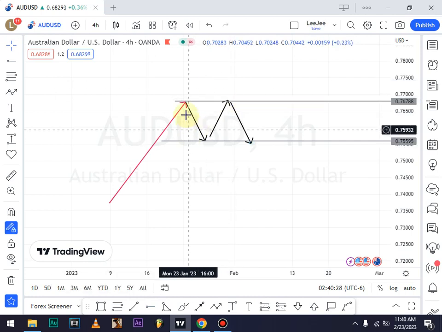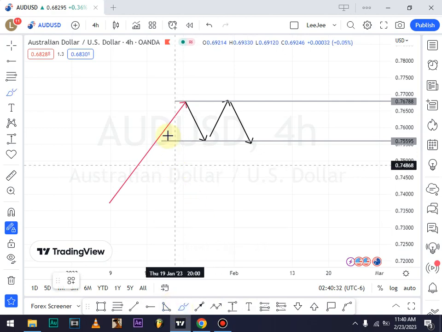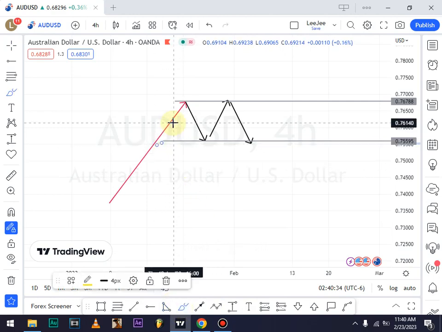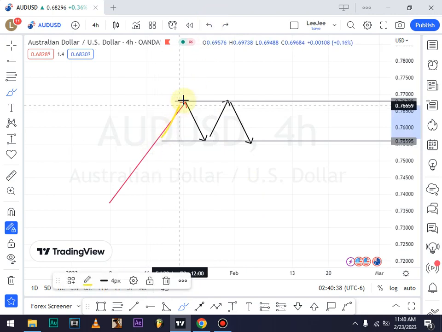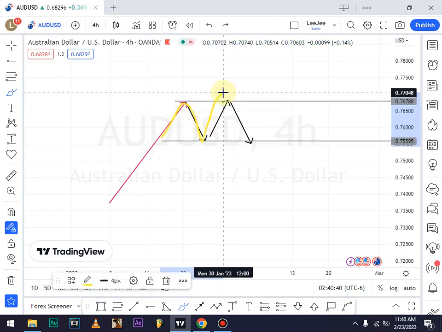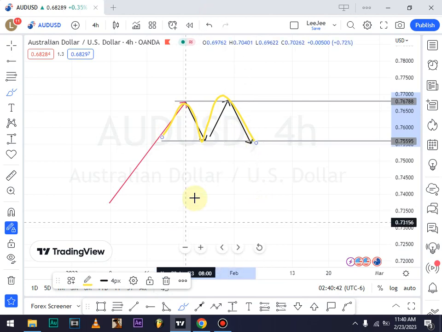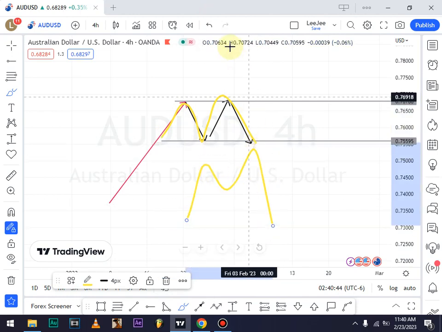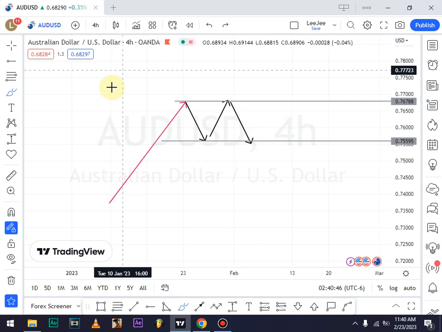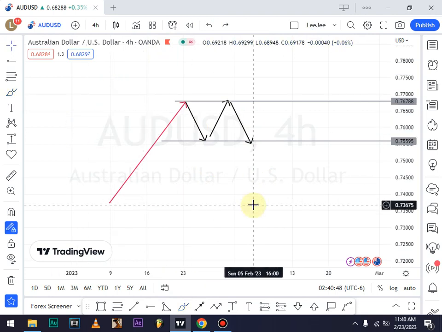As you can see, we have an M shape. Remember, the double bottom is a W, and the double top is an M shape, guys. Okay, M. All right, so let's continue.